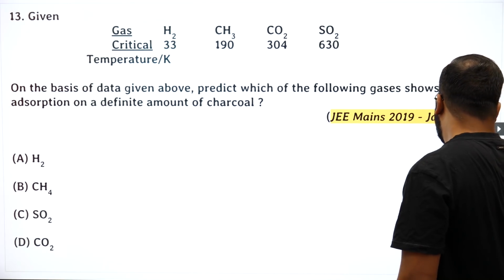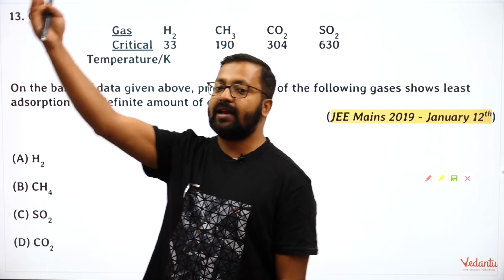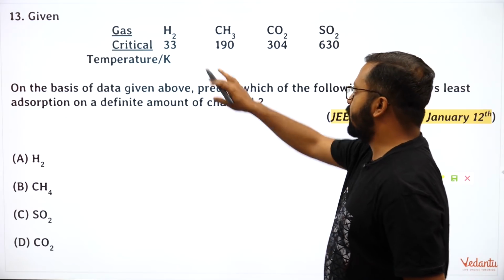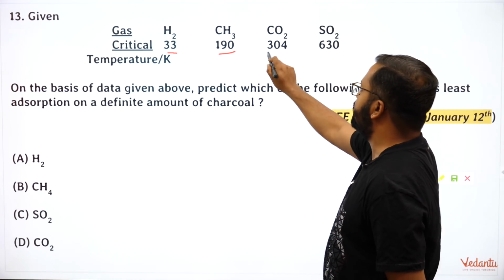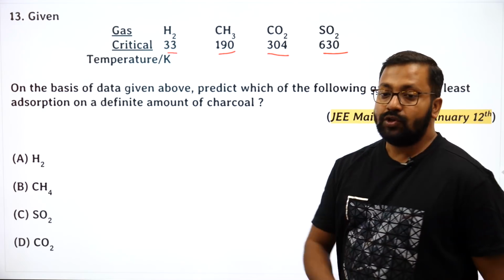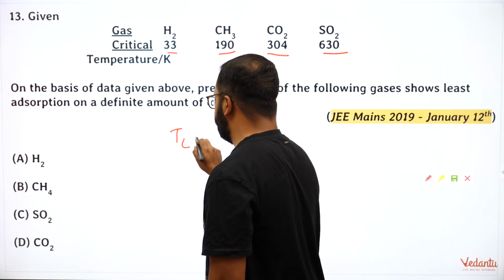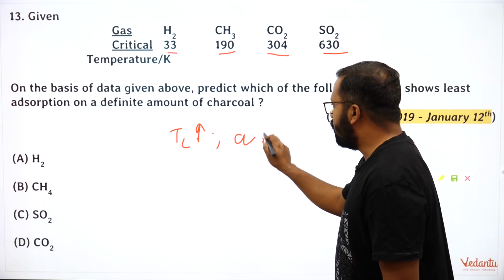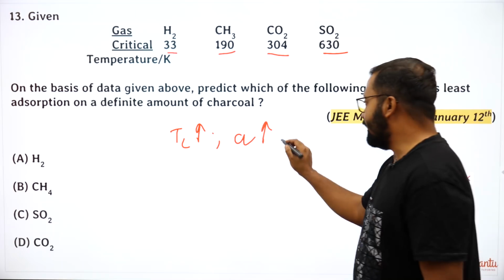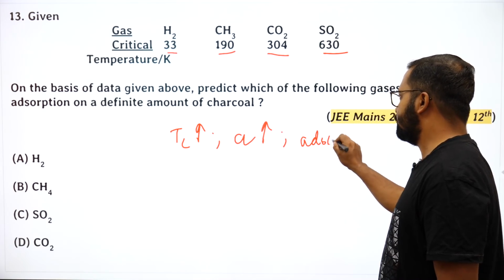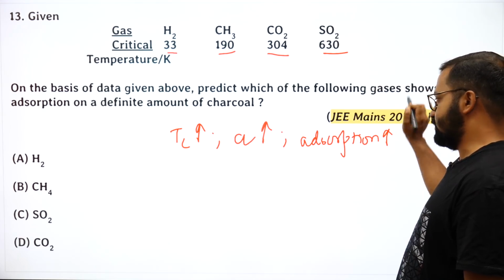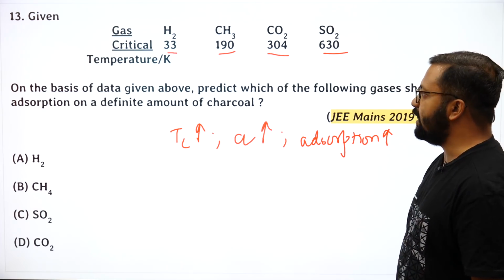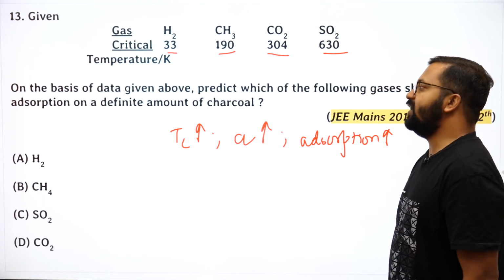Where the amount of attraction is greater, the gas will show a higher critical temperature. That means attraction exists between them even at higher temperatures. So the critical temperatures are 33, 190, 304, 630. If critical temperature increases, the van der Waals gas constant a, which measures the force of attraction, also increases. And the greater the attraction, the extent of adsorption also increases. On the basis of the data given above, predict which of the following gases shows least adsorption on a definite amount of charcoal.